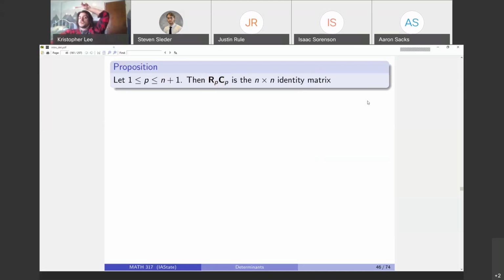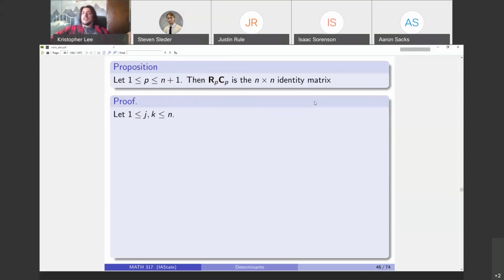So we're going to use this fact, so we need to prove it. But this is a good proof to look at because it's going to give us a pretty good flavor for how working with these matrices R and C is going to go. All right, so pick indices between 1 and n. Our goal is to show that the jkth entry of this is indeed the Kronecker delta. All right, but we have a few cases we have to handle.